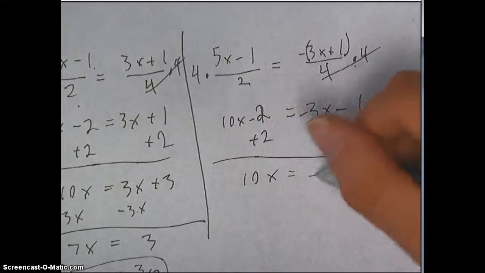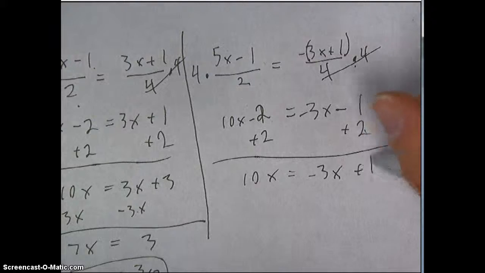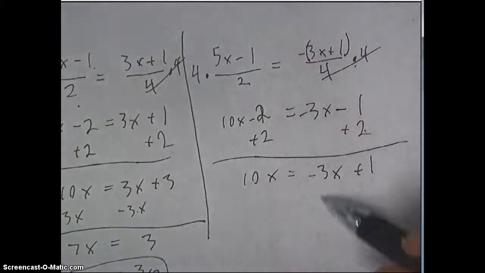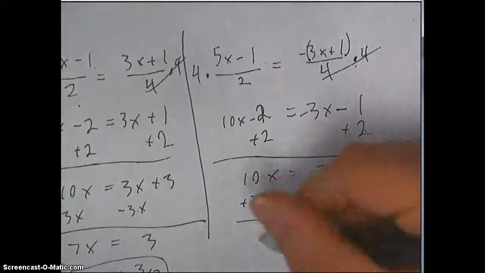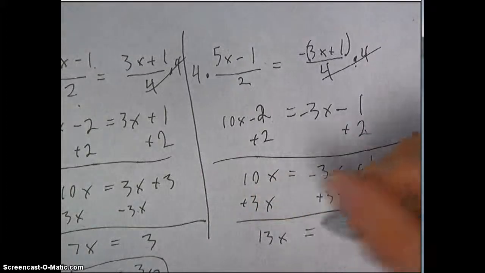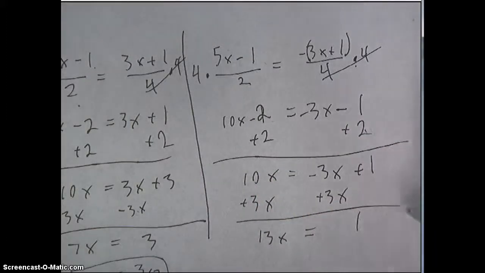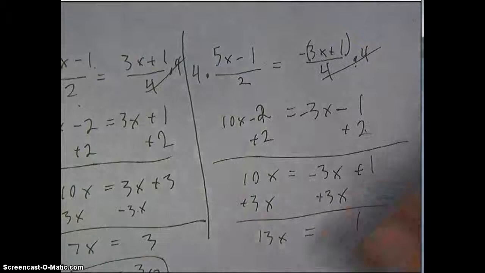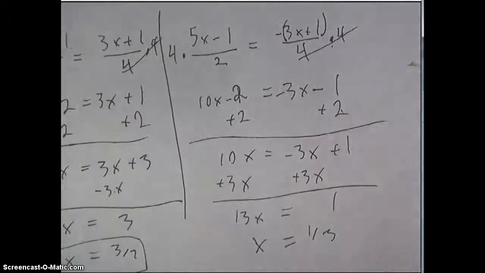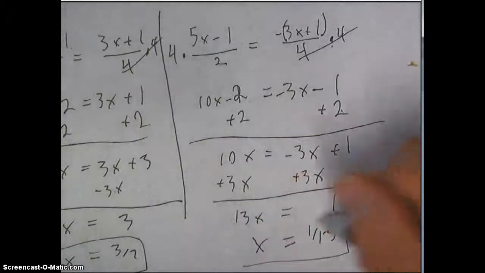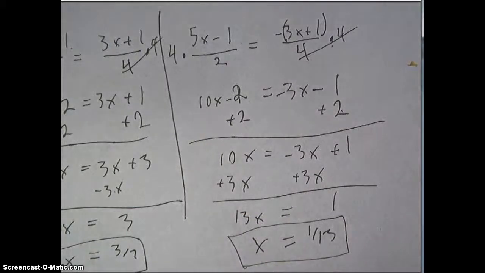10x equals negative 3x plus 1. I'm going to add 3x to both sides. 13x equals just 1. So divided by 13, x equals 1 over 13 is my other solution. So those are the two solutions.